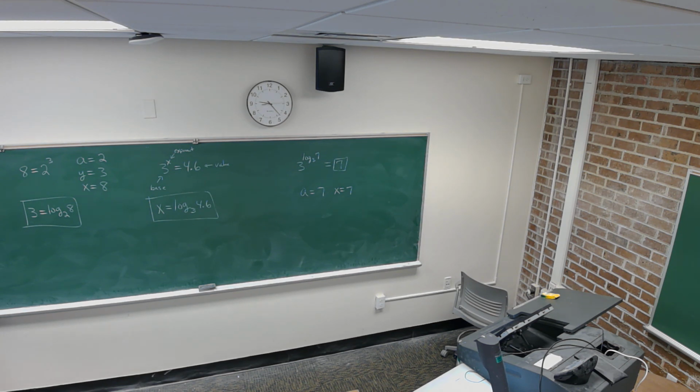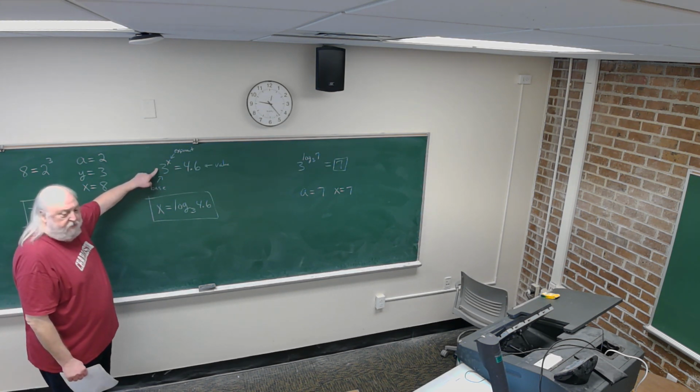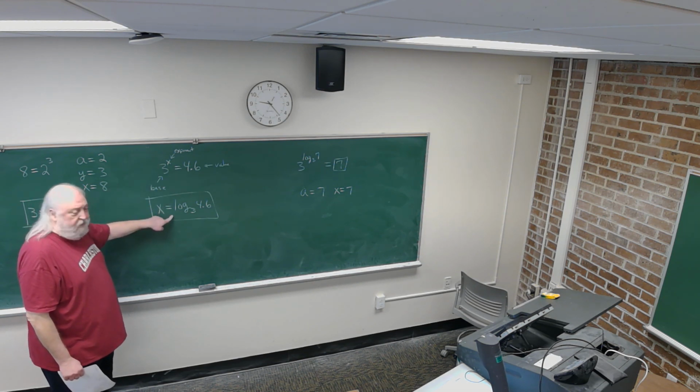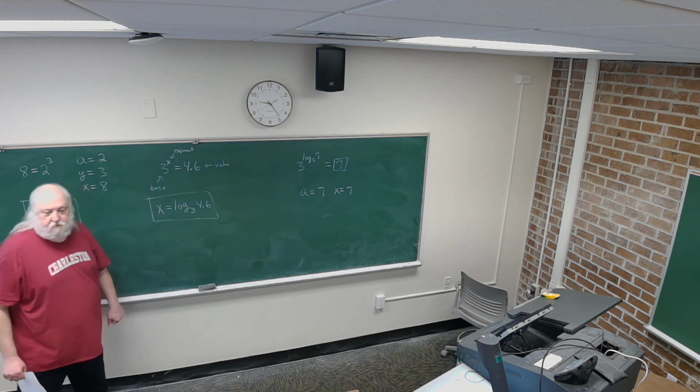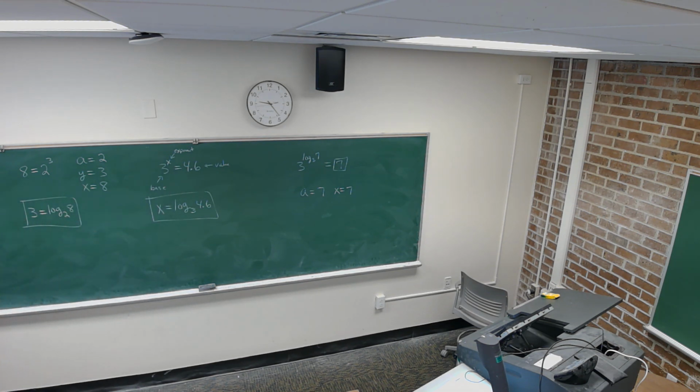So if 8 equals 2 cubed is a true statement, then it has to be a true statement that 3 equals log base 2 of 8. If this is true, then this has to be true. And if this exponential is true, then this logarithmic statement has to be true, and if this logarithmic statement is true, then this exponential statement has to be true. If one is true, they're both true. If one is false, they're both false. Thank you for asking that question.